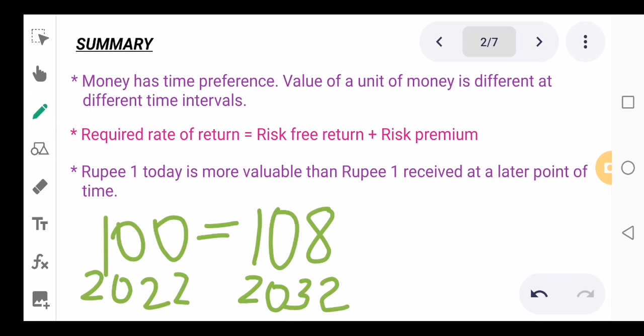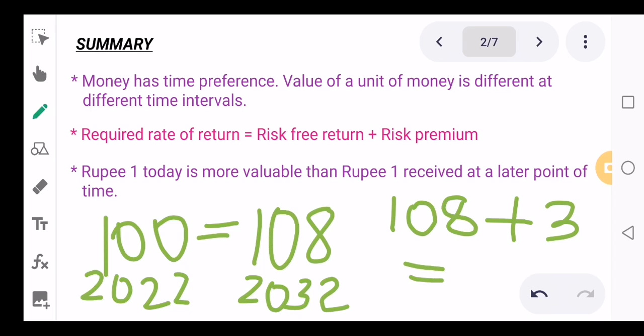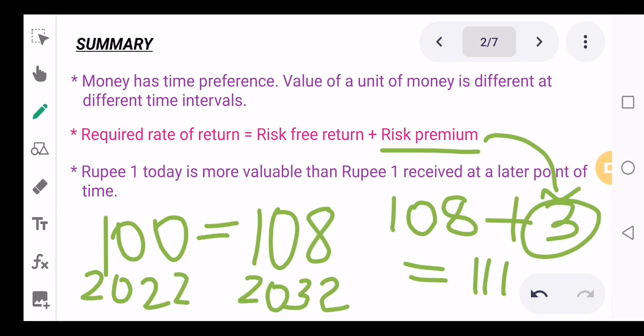I will say that you give me 108. I will tell him that you give me 108 rupees plus another 3 rupees. This extra 3 rupees, why am I taking? This extra 3 rupees is nothing but the risk premium. Extra 3 rupees is a risk premium.